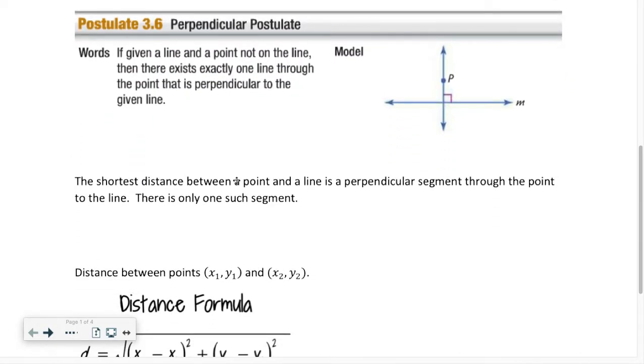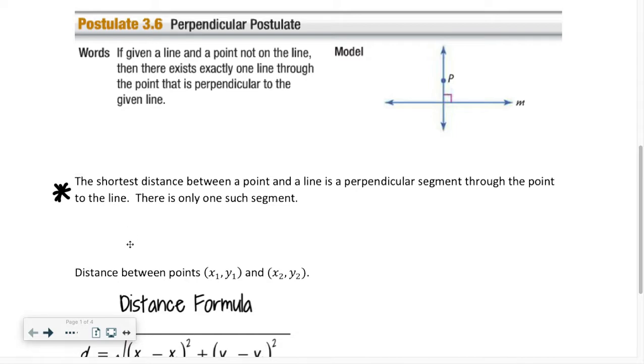So the shortest distance between a point and a line is a perpendicular segment through the point to the line. There is only one such segment. That's our summary here. Okay, that's what those last two concepts, the theorem and the postulate, just told us.